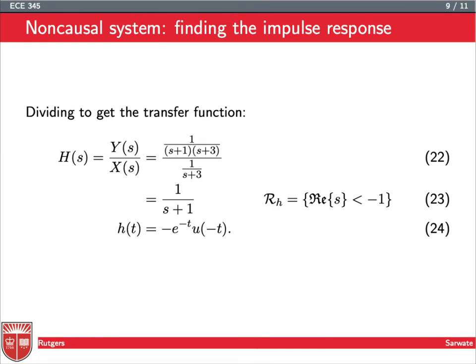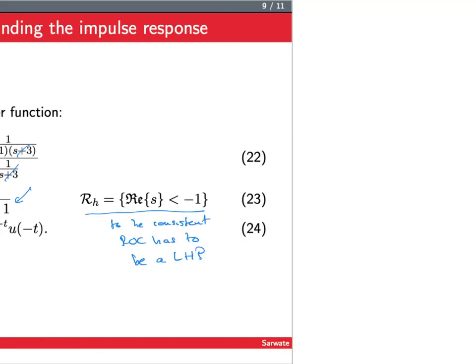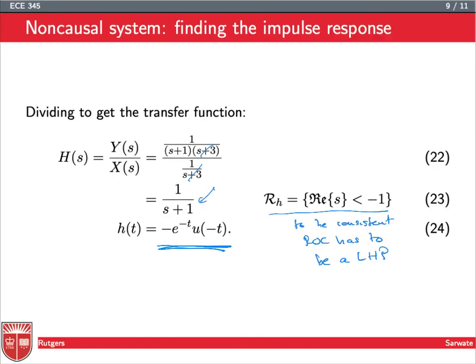Okay, so we're going to divide now to get the transfer function. That was step 2 in our little formula. The s plus 3 is going to cancel. And so we're going to get 1 over s plus 1. But now we need to make sure this is consistent. To be consistent, the ROC has to be a left half plane. So we're going to take the other type of inverse for this Laplace transform, and we're going to get h of t is minus e to the minus t u of minus t. And this is because we need, remember, Rx intersect Rh to equal Ry in this case, because we have no pole zero cancellation.